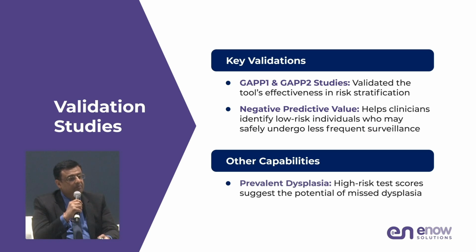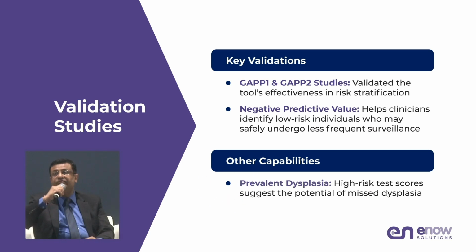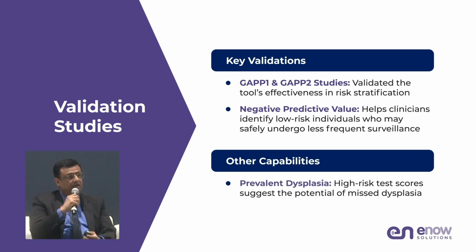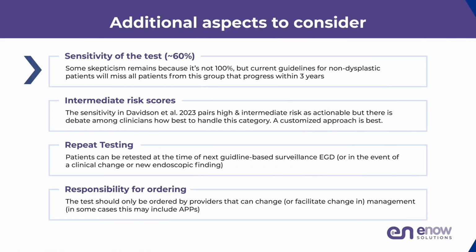The other capability is finding the prevalent dysplasia. These are the patients that I worry about, that I never want to be that physician who did an endoscopy and within a year the patient got cancer despite my best efforts. And this is where the value of the high risk score comes in, suggesting the potential of missed dysplasia. So the sensitivity is something that we have challenges in interpreting.